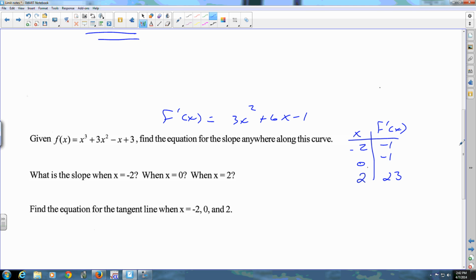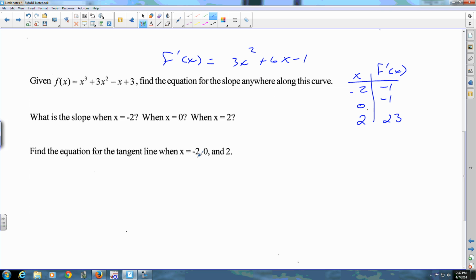Find the equation of the tangent line when x is negative 2, 0, and 2. Now, I also need to locate coordinates, x and y values, on the original graph. What I did when I backed up to see if I had these correct, you guys, is I filled in this equation into my calculator and then went to the table and asked it to find the values at those points. So that's what you guys could do here.